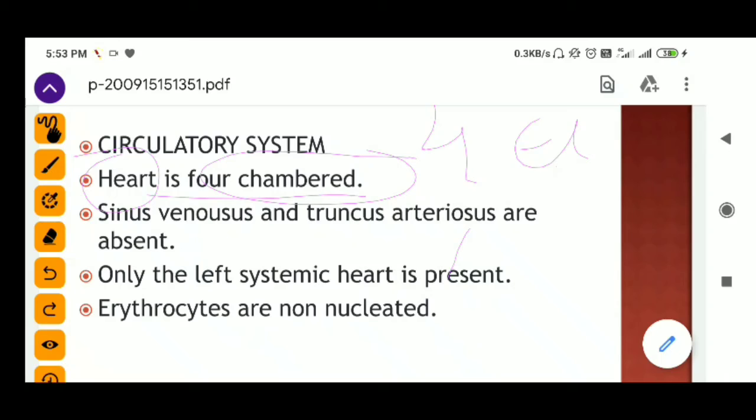The RBCs or erythrocytes in mammals are always non-nucleated, or enucleated. The nucleus is absent in RBCs, except in a few animals.